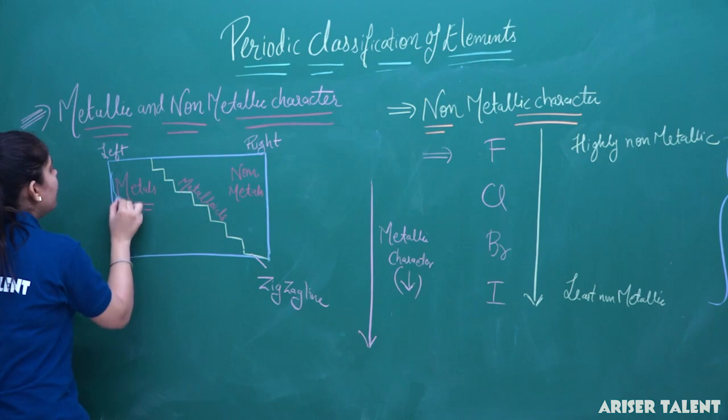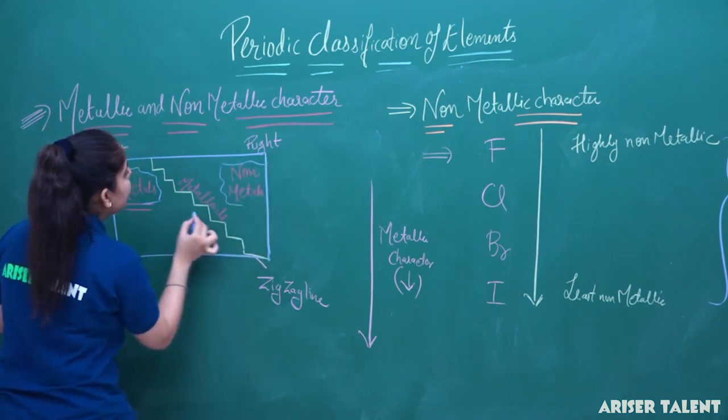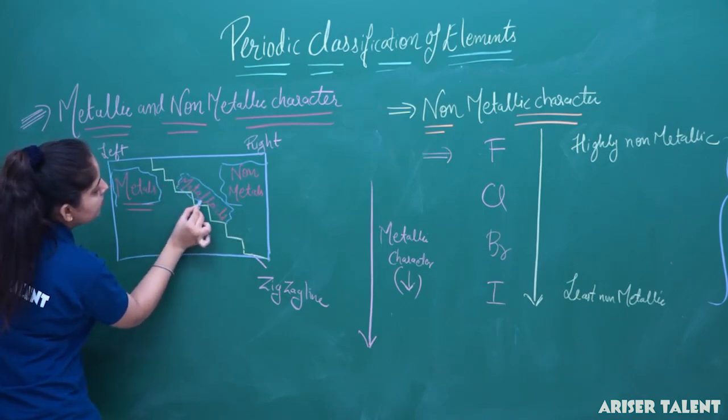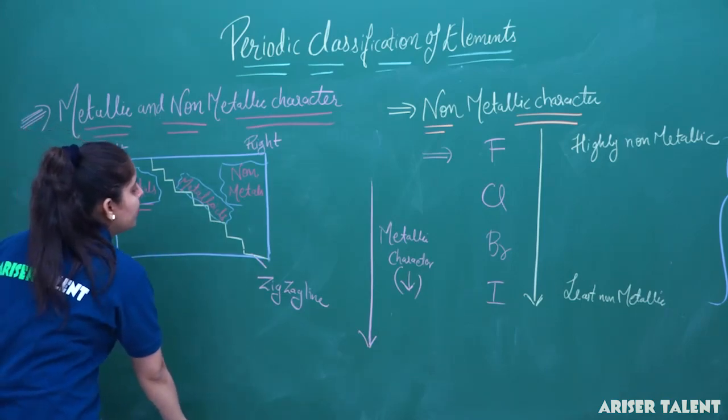So the metalloids will lie on this zigzag line. So we can say that on the extreme left we have metals, in the extreme right we have non-metals, and the metalloids will lie on the zigzag line. So this is the brief description of the periodic table we have.